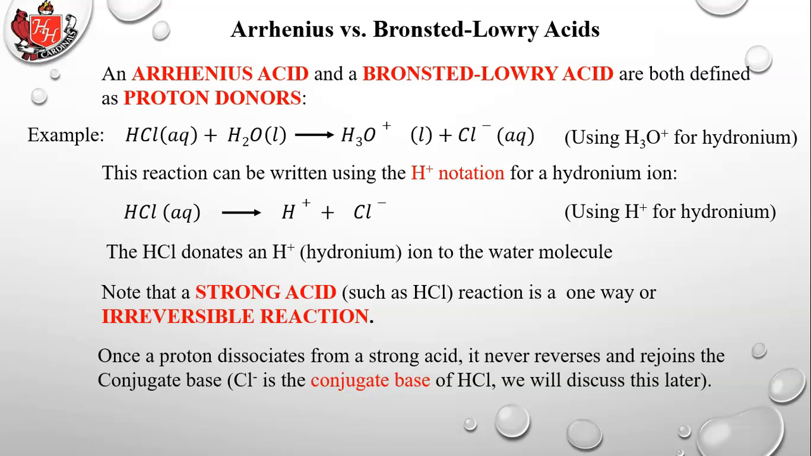Once a proton dissociates from a strong acid, it never reverses and rejoins the conjugate base, and we're going to learn what that means later. Cl minus is the conjugate base of HCl, and we'll discuss that later. This is why the arrow points left to right only. It's not pointing in both directions.